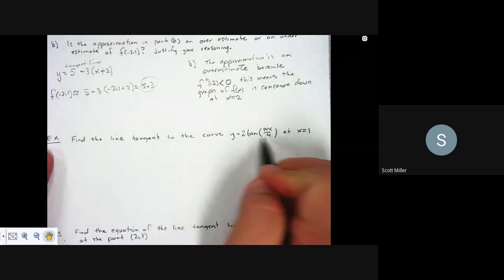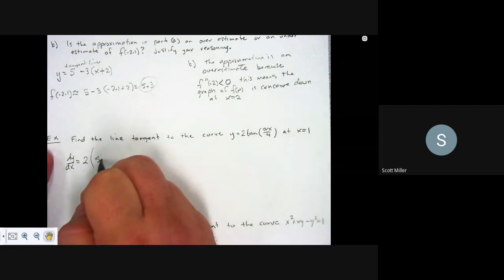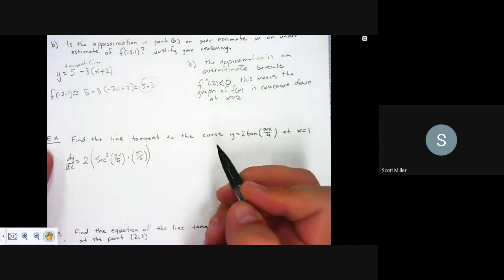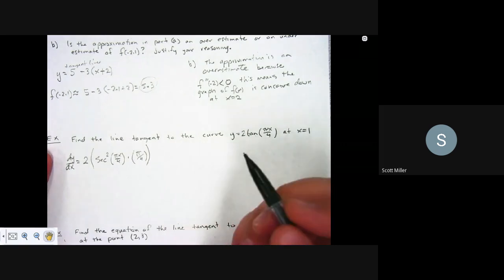So the first thing is, let's find the derivative. You have to take the derivative of this thing with respect to x. So dy dx is 2. The derivative of the tangent is the secant squared of pi x over 4 times, and then the chain rule, the derivative of the inside, pi over 4. Okay, so there's our derivative.